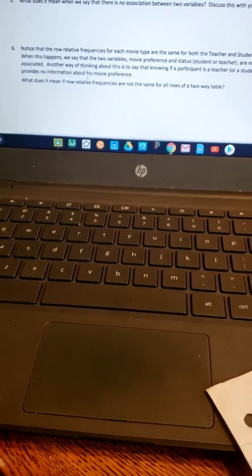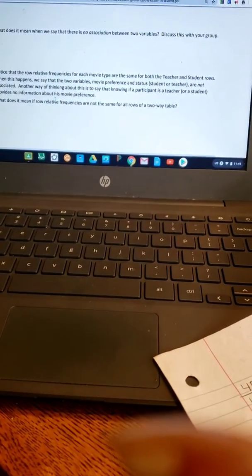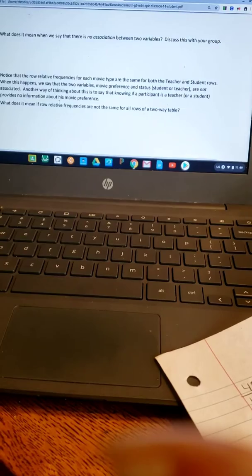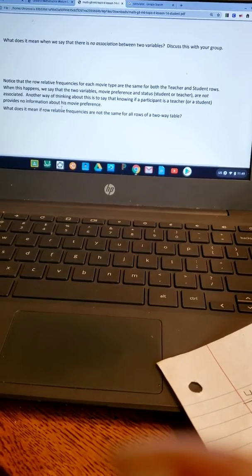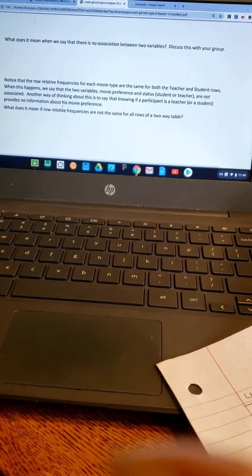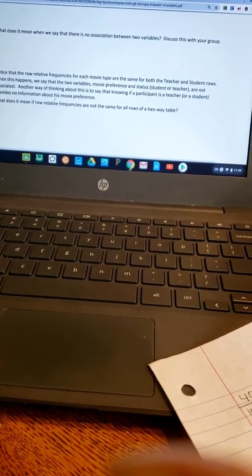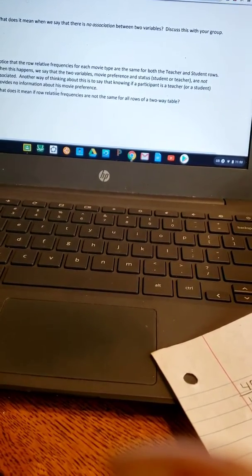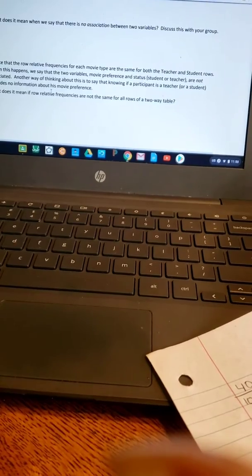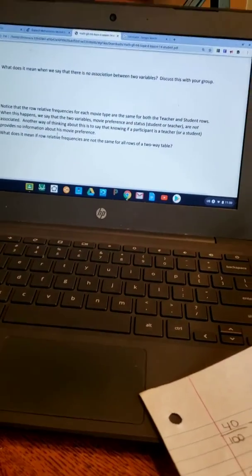All right, let's read number 6. It says, notice that the row relative frequencies for each movie type are the same for both the teacher and student's row. When this happens, we say that the two variables, movie preference and status, are not associated. Another way of thinking about this is to say that knowing if a participant is a teacher or a student provides no information about his movie preference. What does it mean if row relative frequencies are not the same for all two rows?